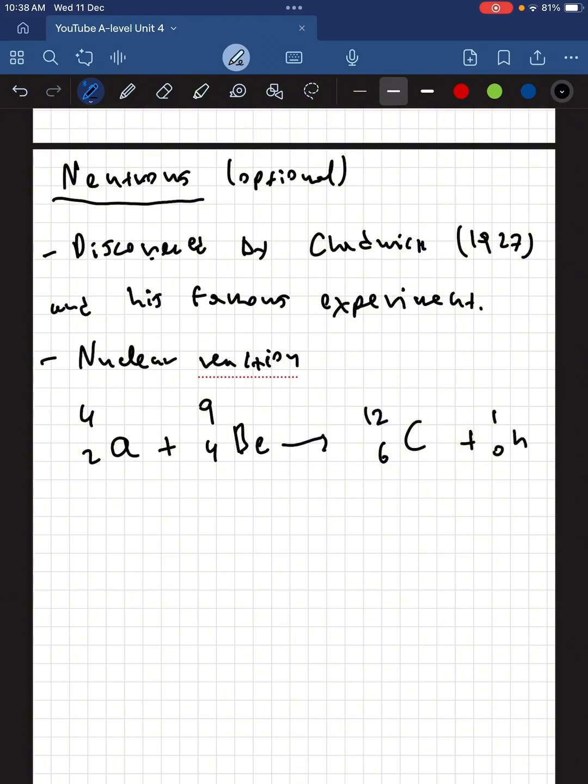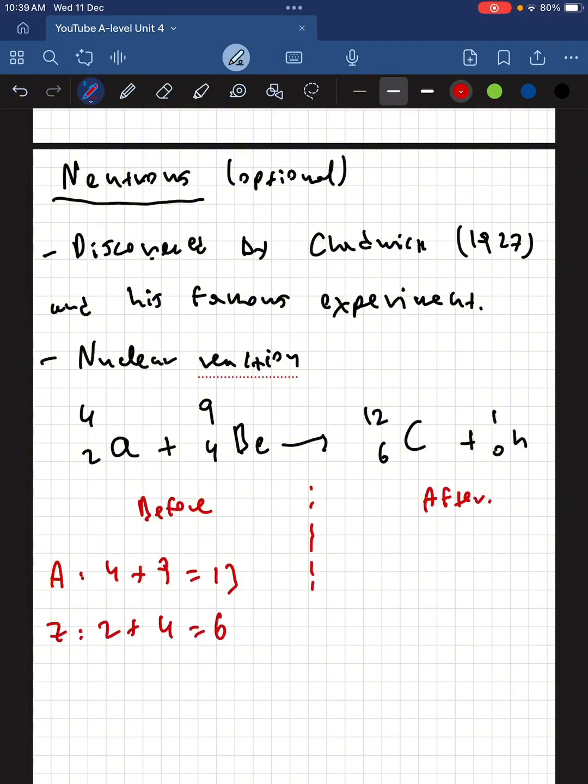And the way nuclear reactions work is that if we break this into the before and after part, the total mass number before is 4 plus 9, so 13. And the total number of protons is 2 plus 4, so 6. So whatever we have before must match whatever we have after in terms of protons and neutrons. So the mass number after is 12 plus 1, so 13. So this works. The total number of protons is 6 plus 0, so 6. So this works too, okay?